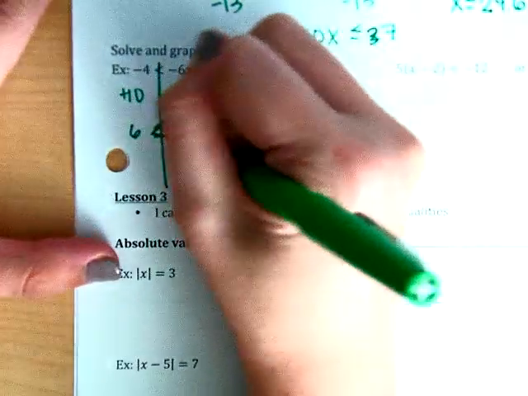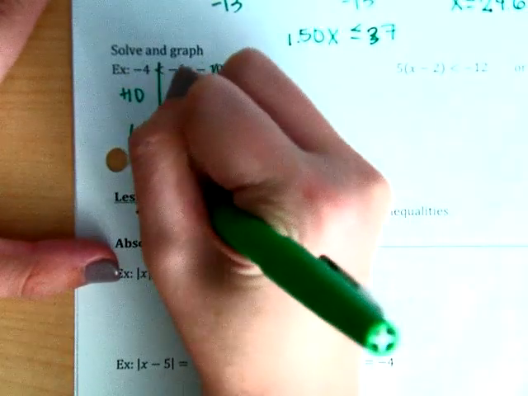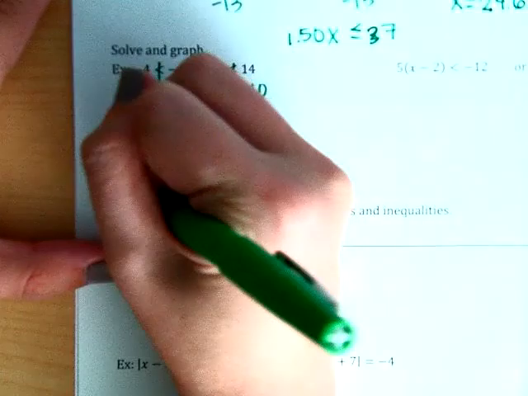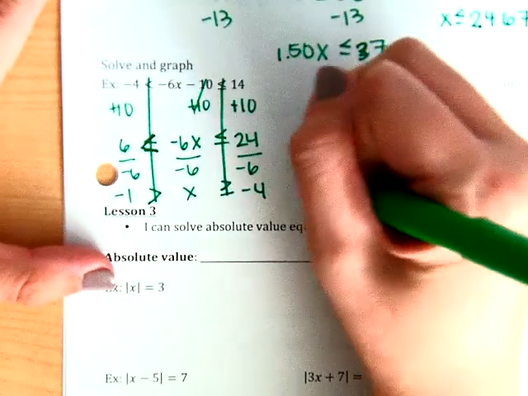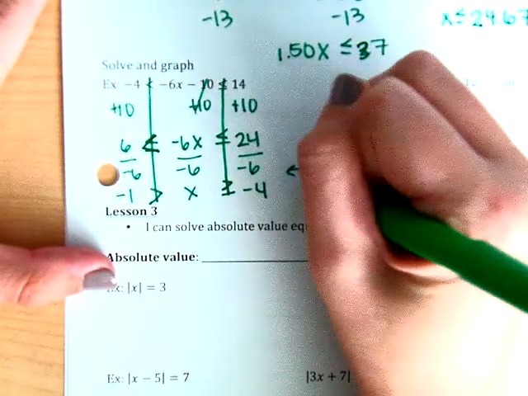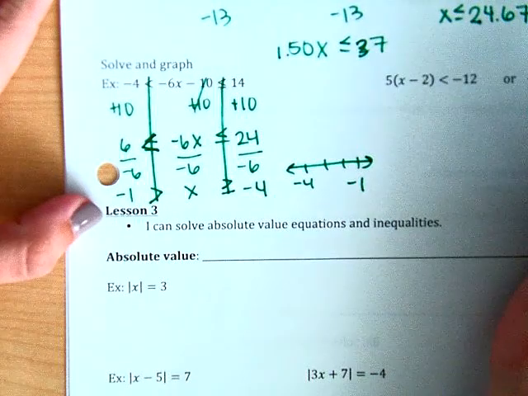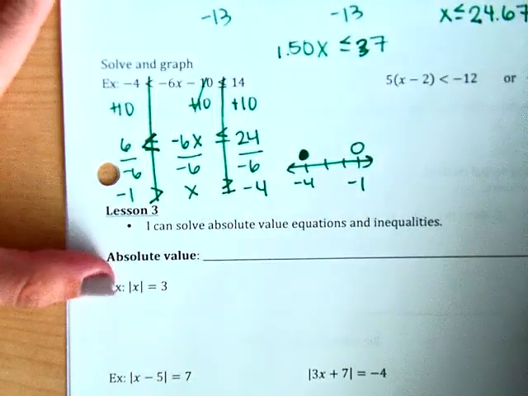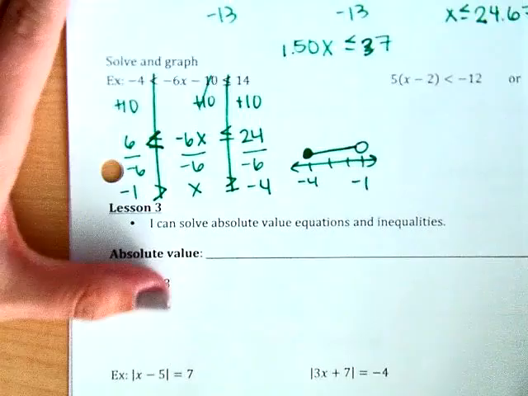Then when I divide by a -6, I have to flip my sign. So this one becomes this way. And I got -4 and -1. And if I'm going to do a number line here, got -4, -3, -2, -1. -4, I got a closed circle because I got that equal to. -1, open circle. And since it's sandwiched in between, you just connect them.